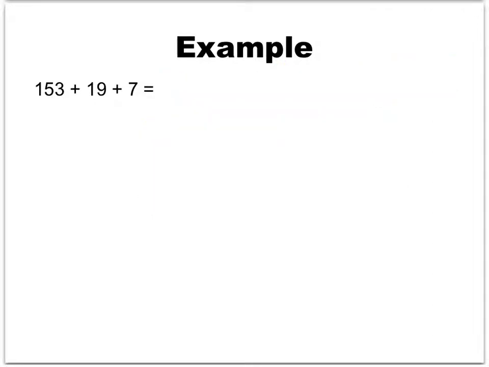Let's do another example here where we're adding three terms, 153 plus 19 plus 7. Like before, we could work from left to right, but adding 153 and 19 is a little bit complicated. It'd be easier to add 153 and 7 first. So let's do this. Let's rearrange terms. Let's write this as 153 plus 7 plus 19. And what we've really done there is switch the order of the 19 and the 7, which is completely justified by the commutative property.